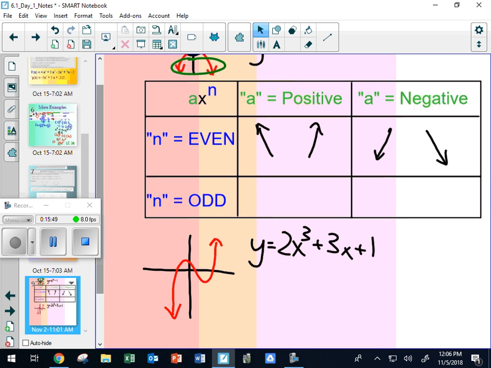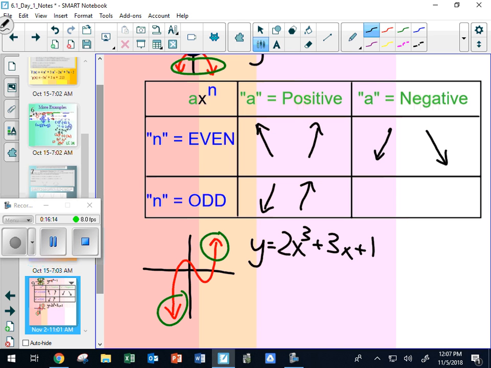What do my end behaviors look like for this graph? They're opposite, right? So there's one here and there's one here. And so our degree is odd now, but it's still positive. And so because it's positive and it's odd, our end behavior is going to end up with the left arrow pointing down and the right arrow pointing up.